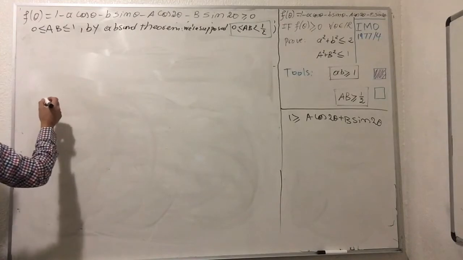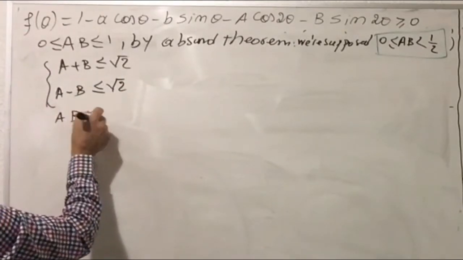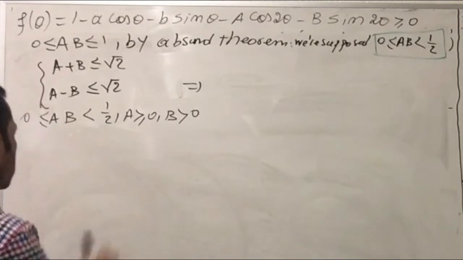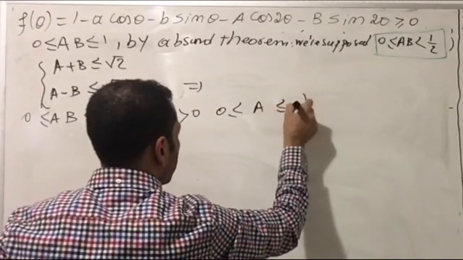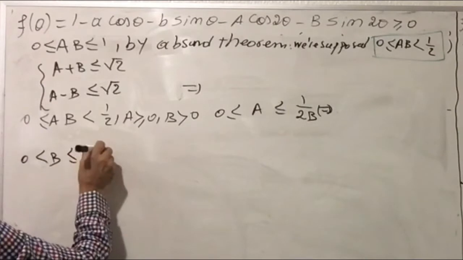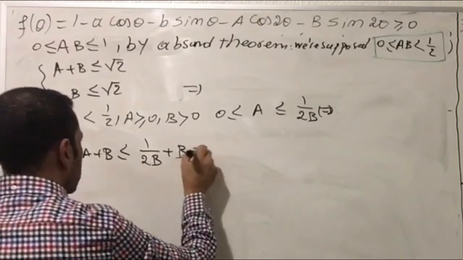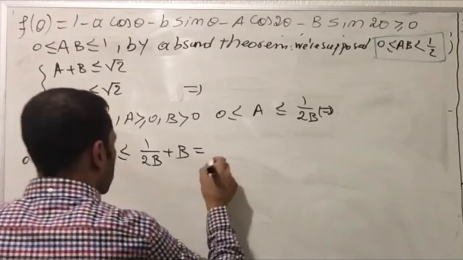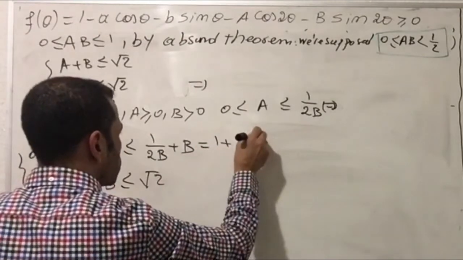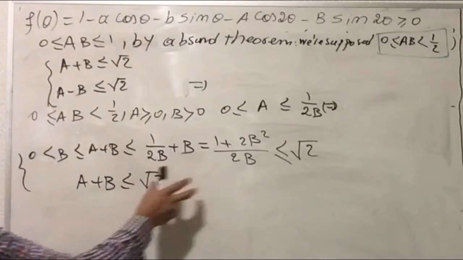So now, what I'm going to do, since we know these two inequalities, also by assumption, we have this product of capital AB. What is this telling me? I'm going to divide by B on both sides, okay? So I will have 0, A, 1 over 2B. I'm going to add the capital B on both sides. I will have A plus B, 1 over 2B plus B, okay? So this one equals 1 plus 2B squared over 2B, and this one has to be inferior or equal to square root 2. As you have A plus B inferior or equal to square root 2, this is the condition it has to have, okay?